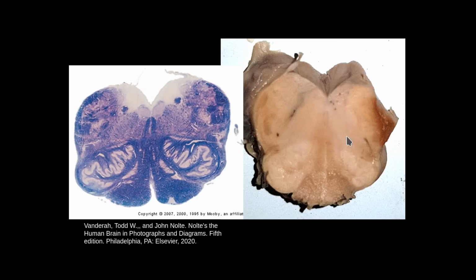Medulla, myelin stain. The pyramids are down here. The medial lemniscus, or medial lemnisci, are up here. These two are the gray matter of the olives and their connections with the cerebellum. And this one is the hypoglossal nucleus, or nuclei.